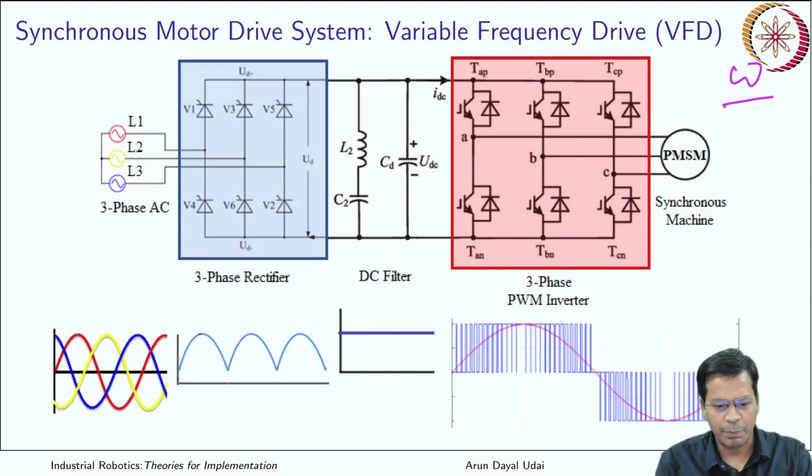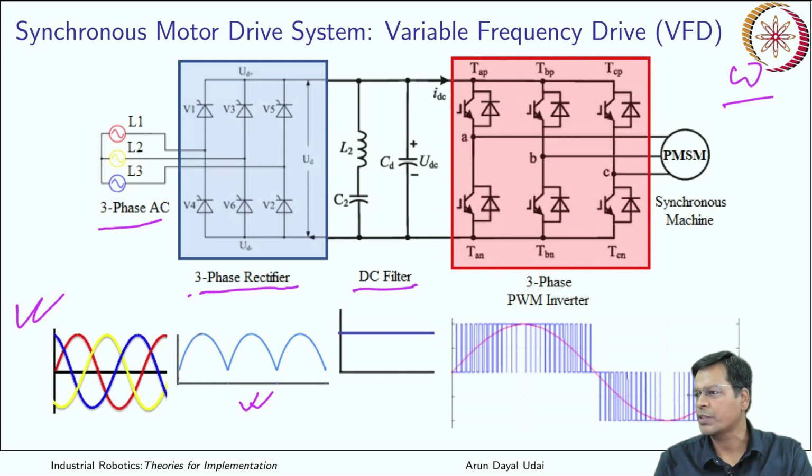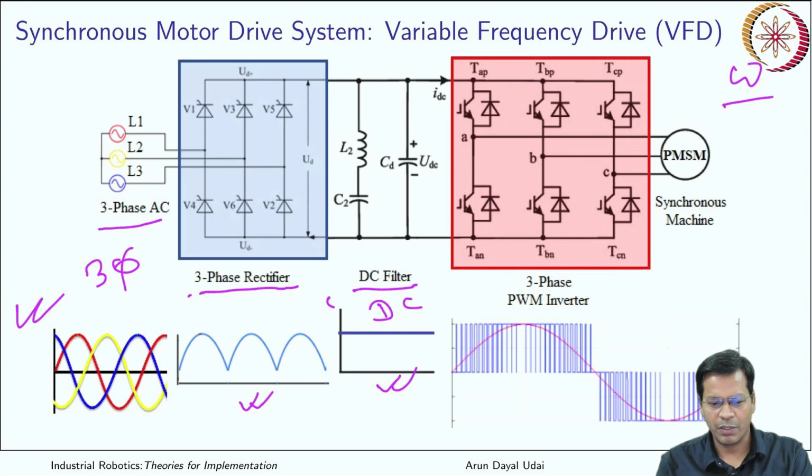You are supplied with three-phase AC, so that goes here. This is a three-phase rectifier and a filter. After three-phase rectification you get a supply which is something like this. Once you filter it, you get a DC. Got it? So ultimately you have converted a three-phase signal to a DC signal. This is the voltage, this is time, and it remains constant. So that is a DC supply.